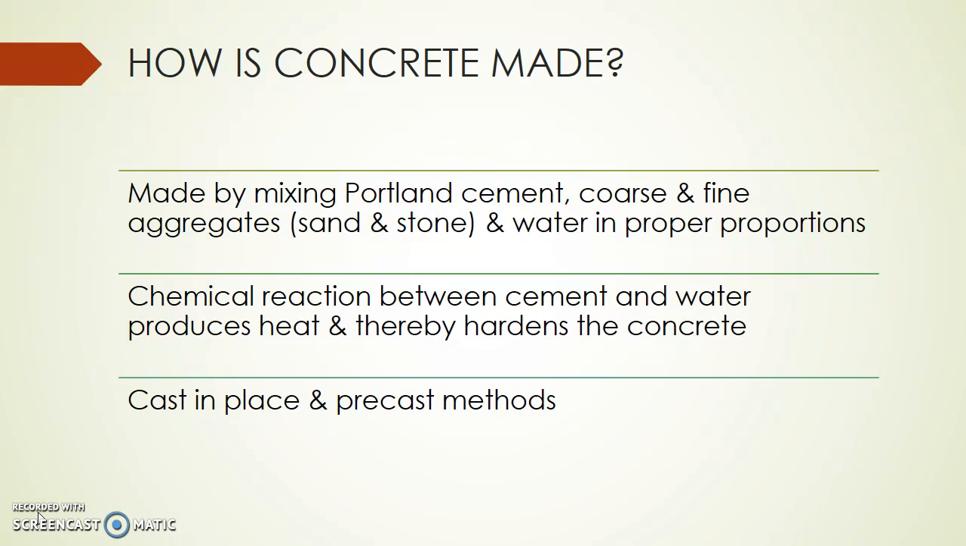Then the concrete is made by two methods: cast in place and precast. Cast in place means the concrete is mixed on the site where the construction is going on, and precast means the components are made in the factory and then transported to the site. The cast in place method is very economical, and it's used when really heavy structures are made, whereas precast methods are used for light structures like beams, or when light structures are supposed to be made by concrete.